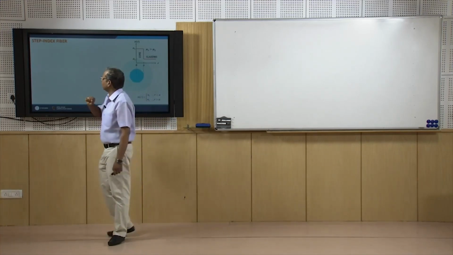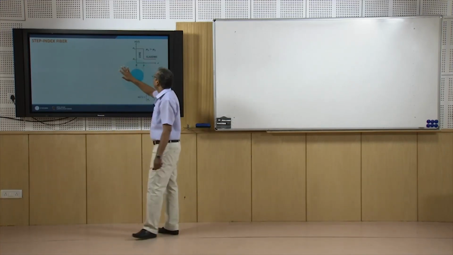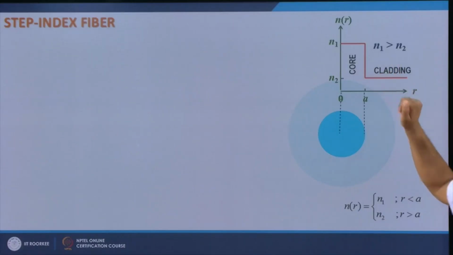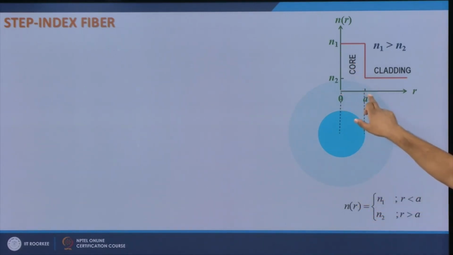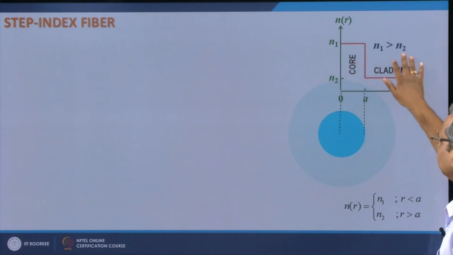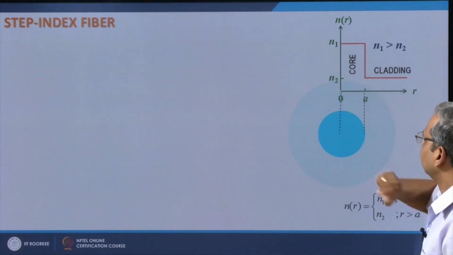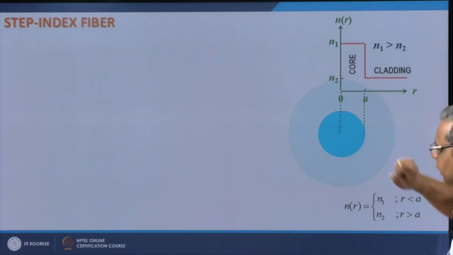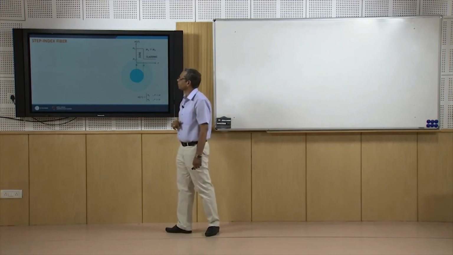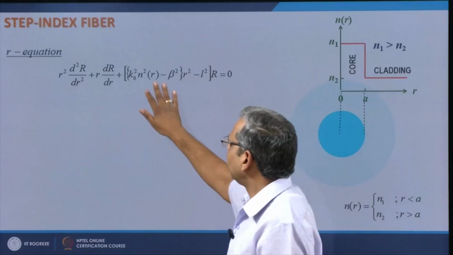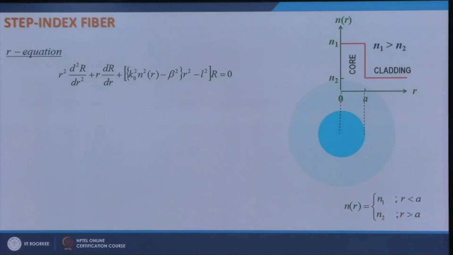I will again limit myself to step index fiber, and that too only a 2 layer fiber, which has only 2 regions. So n of R is equal to n1 when R is less than A, and it is n2 when R is greater than A. So this is the core, this is the cladding. Core has refractive index n1 and radius A, and this is the infinitely extended cladding. Okay, so this is the R equation and this is n of R.